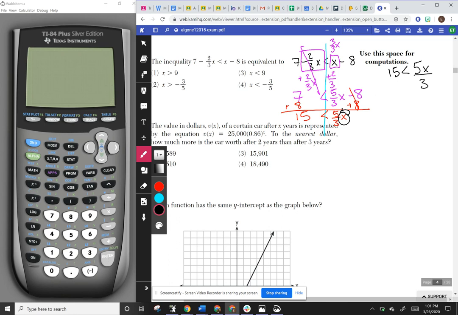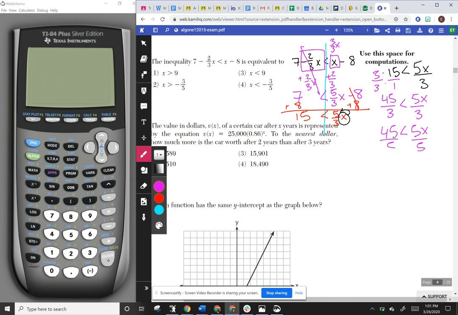Okay, so we have this 15 here. What if we wanted to rewrite that with 3 in the denominator? Put that over 1. Multiply the top and bottom by 3. 3 times 15. So we get 45 divided by 3 is less than 5x over 3. Now we have 45 is less than 5x.